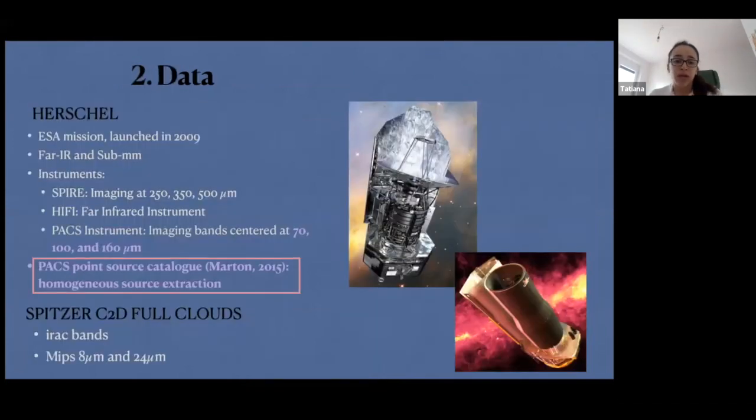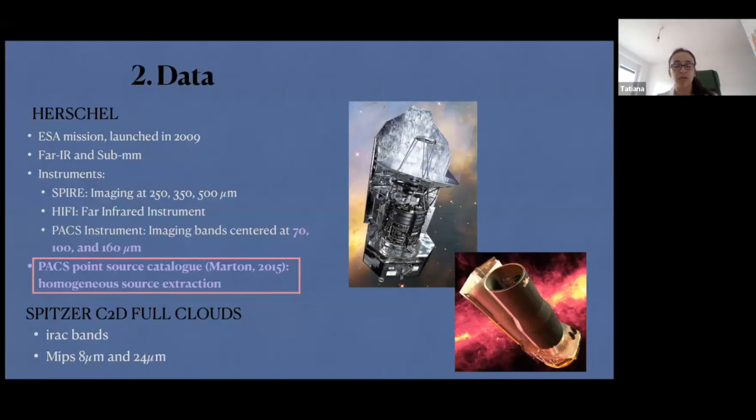So in order to try and distinguish these 2 classes, I use data from Herschel, which is an ESA mission operating in the far infrared and sub-millimeter. It has 3 instruments, SPIRE, HIFI, and PACS. I'm currently using data from the PACS instrument, which is basically photometry at 70, 100, and 160 micron.